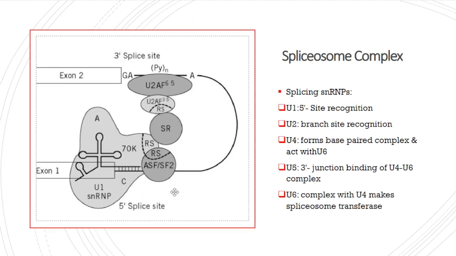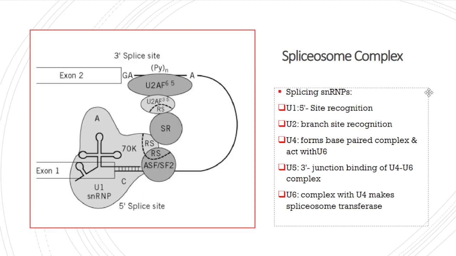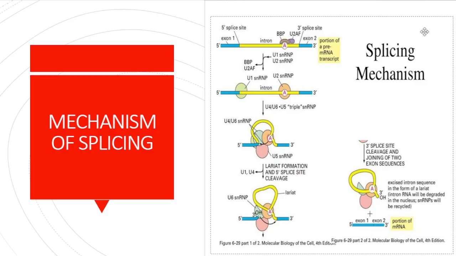This is the spliceosome complex. In this spliceosome complex, U1 is the 5' site recognition, and U2 is the branch site recognition. U4 forms a base pair complex and acts with the U6. U5 is the 3' junction binding of the U4 U6 complex, and U6 is the complex with U4 that makes the spliceosome transferase. This is the mechanism of splicing.